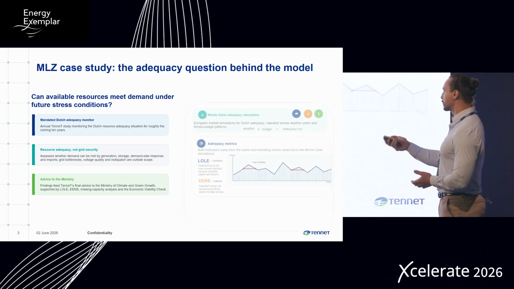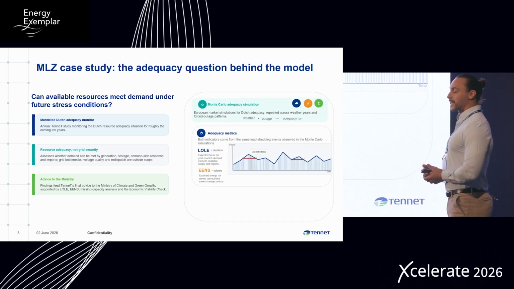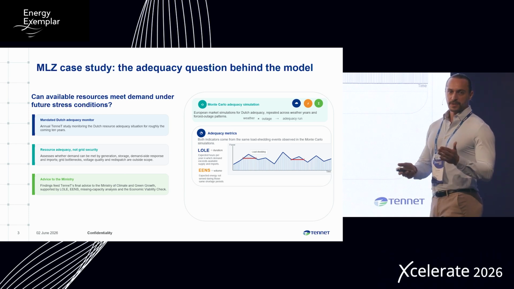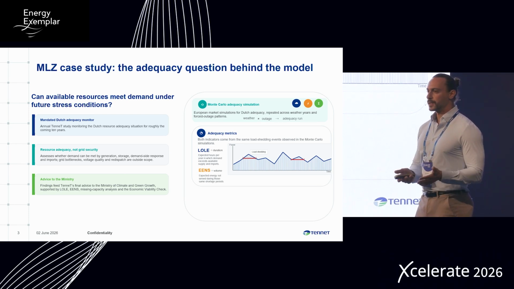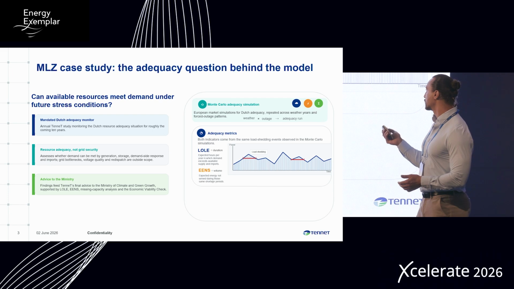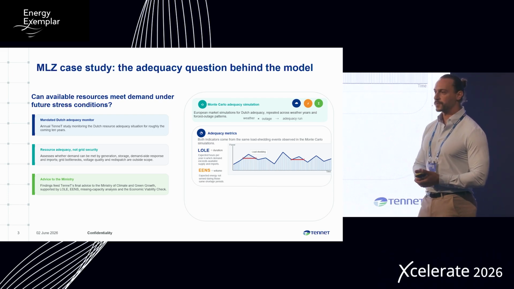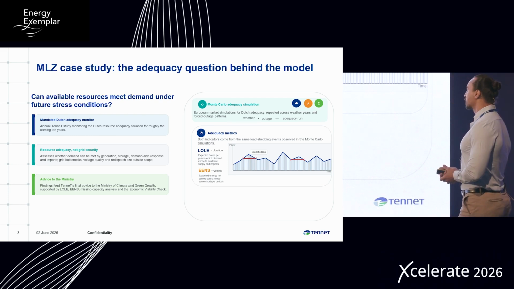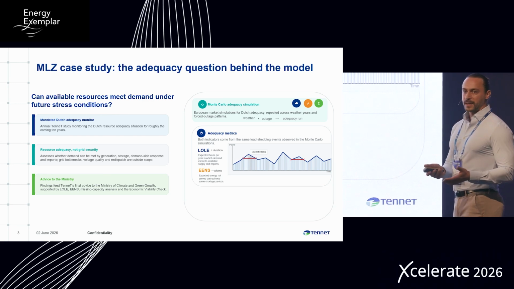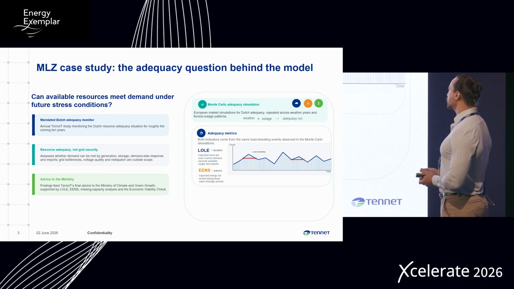If you are not familiar with this terminology, the LOLE is the expected hours per year in which demand is exceeding the available supply and imports. So in short, the LOLE is nothing other than the duration of scarcity, and the ENS is the volume of scarcity.